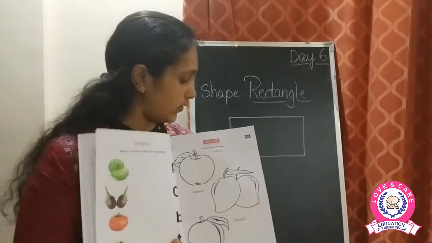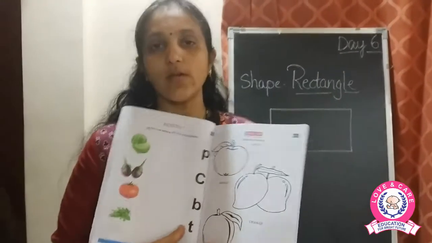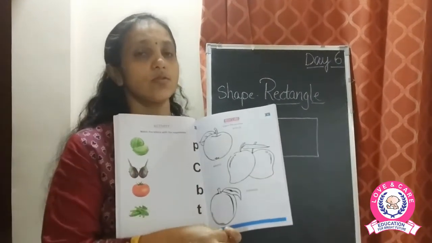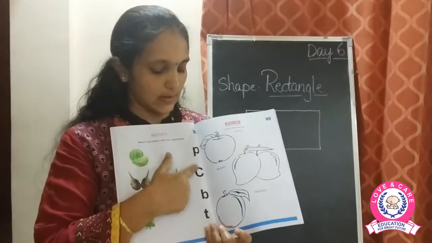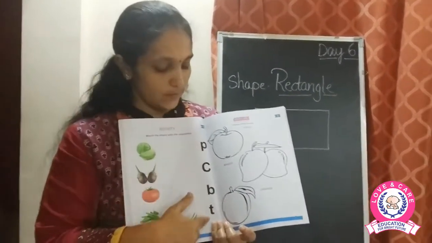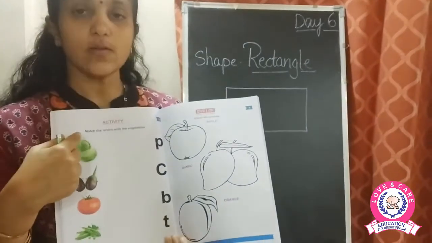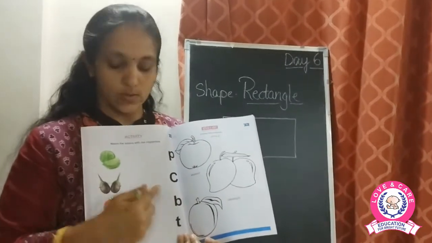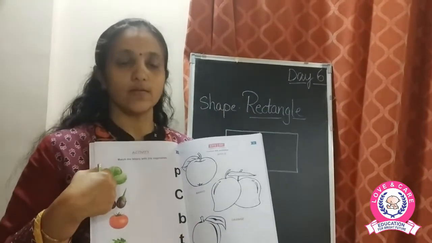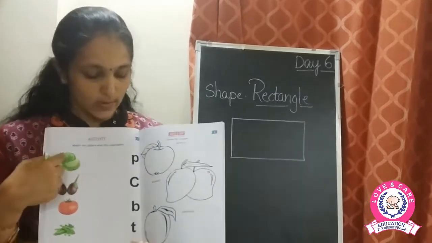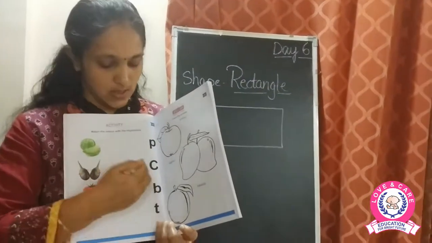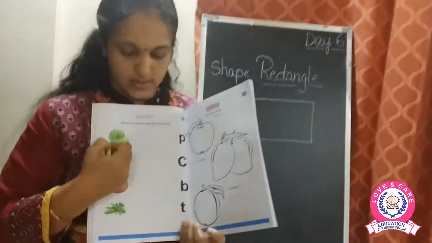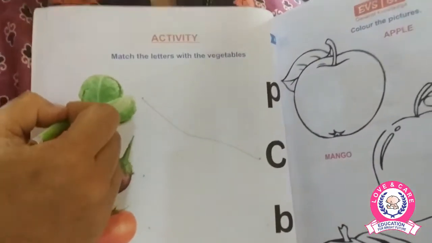Then turning on here, what we have to do here, we have to match the vegetables with the letter it starts with. So there are the vegetables given here and there are the alphabets given here. तो आपने क्या करना है? You have to match the vegetable picture with the letter it starts with. Now, the first picture here is cabbage. Now cabbage is K. K means C. So you have to match the picture of cabbage with the letter C. C for cabbage.